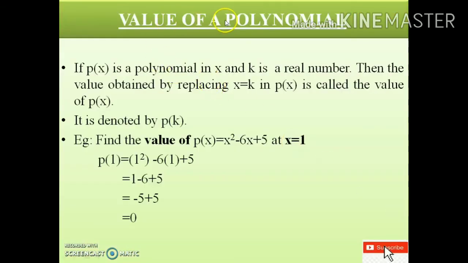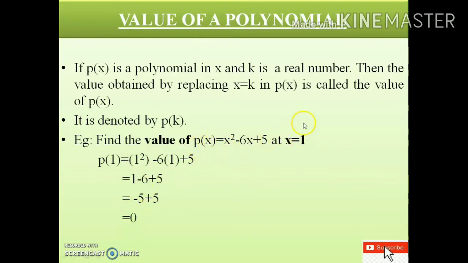Now what do I mean by value of a polynomial? Value means in place of any variable of the polynomial, if we substitute a real number, that is called the value of a polynomial. For example, find the value of p of x is equal to x square minus 6x plus 5 at x equals 1. Here I am substituting 1 in place of x. So 1 squared minus 6 into 1 plus 5. 1 squared is 1, minus 6 plus 5. 1 minus 6 is minus 5, plus 5. That is equal to 0.